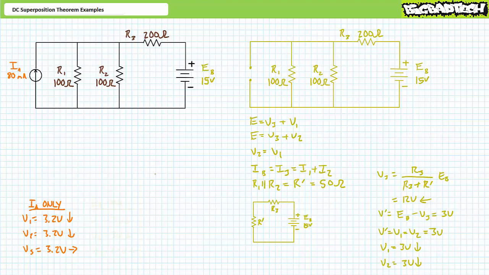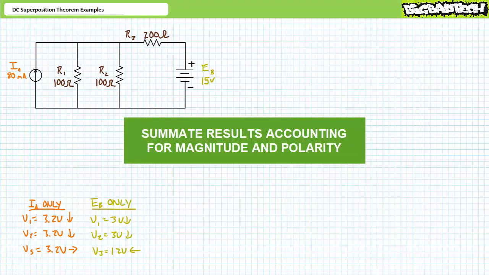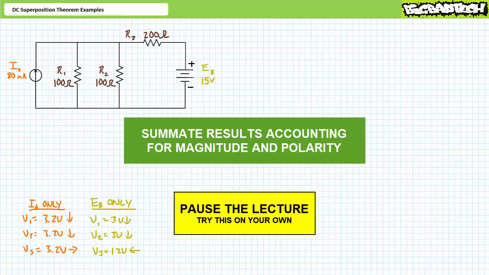Let's now summate our values. Stage 3 of this illustrated example problem now dictates we summate the values of our previous analyses, accounting for not only magnitude, but also polarity and direction. By all means, pause the lecture and try stage 3 on your own. If you're tracking, you should have obtained the following results.